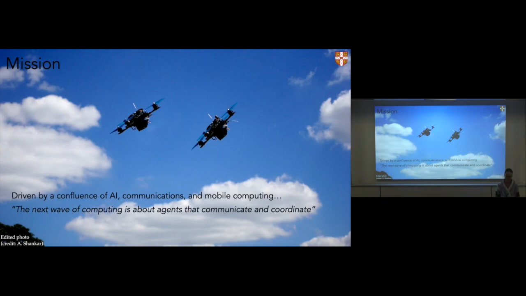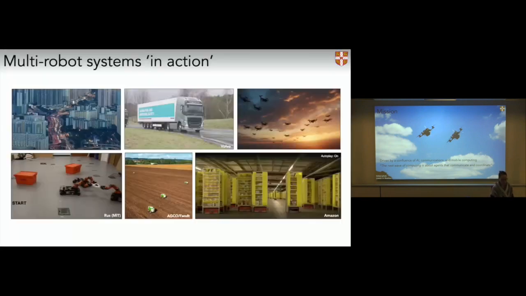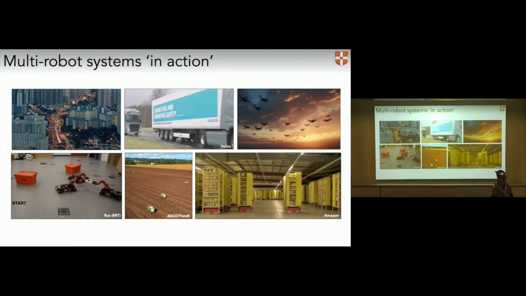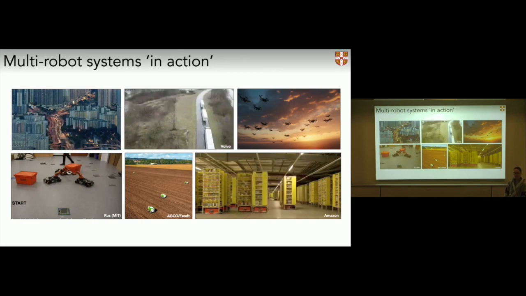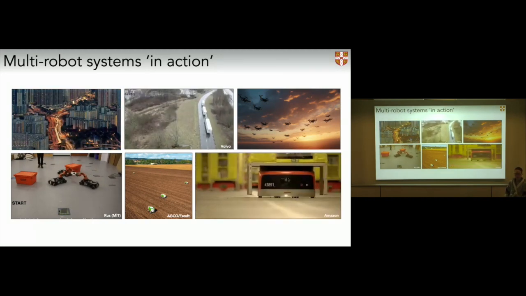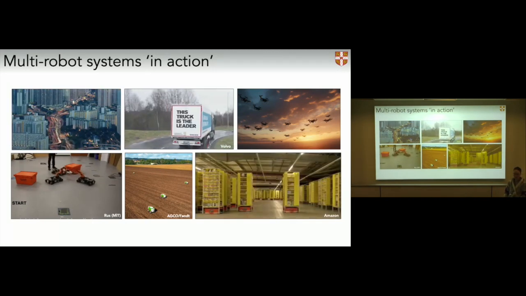So it's a very special time in computing where we're being driven by a confluence of AI and communications and also mobile computing. And I really believe that the next wave of computing is going to be about agents that communicate and coordinate. So that's the general idea behind a lot of the things that we do in my lab. A little bit closer to what's actually happening today in terms of applications, we are already seeing various deployments of multi-robot systems in actual real-world applications.